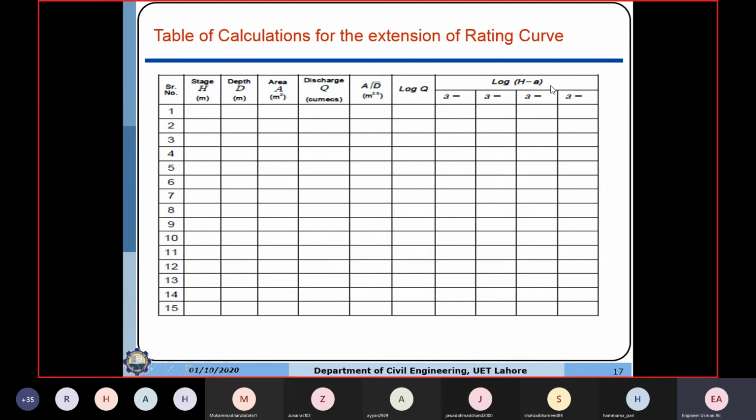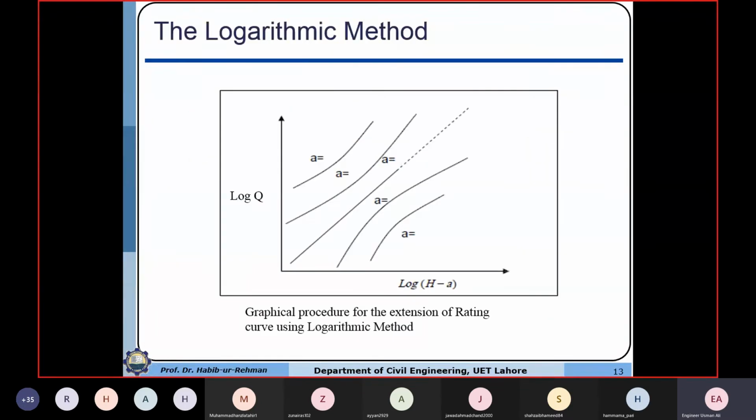If not, you will again assume certain value of A, again plot log of Q versus log of H minus A, another line. So in this way you have to reach to the most straight line that you can obtain between log of Q and log of H minus A. So that value of A which gives you the most straight line will be finalized. Now once you get that straight line, you will not erase the other lines.